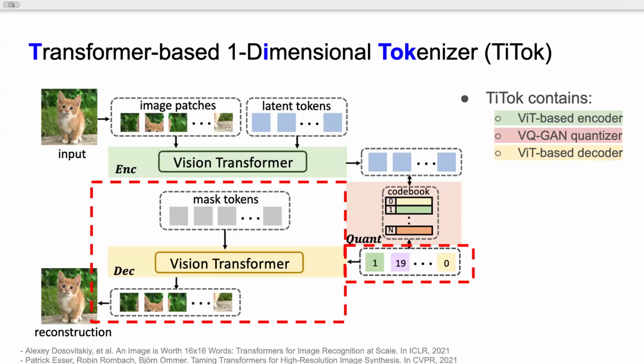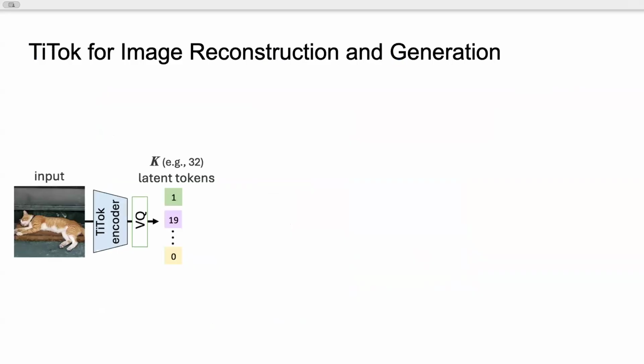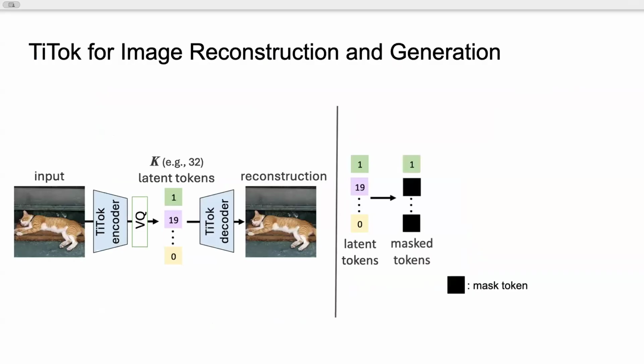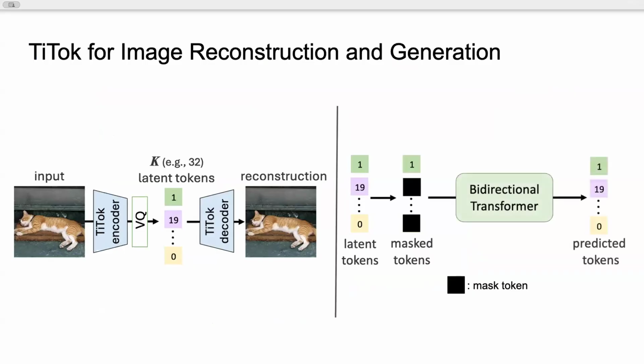Super simple. To summarize, we have a TiTok encoder that basically condenses the images into a few latent tokens. You can use 32 tokens, 64 tokens, and so on. Those tokens can be used to reconstruct images. Even more, with those 32 tokens, we can train a bidirectional masked transformer to predict the randomly masked tokens. Then you have a generative model.